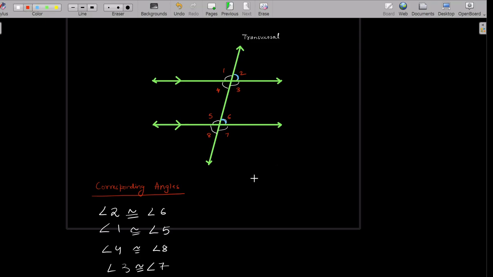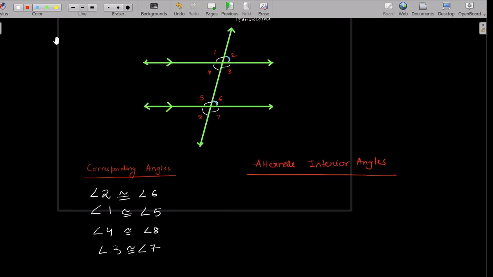Then there is a pair of alternate interior angles. Do you know what alternate interior angles are? They're on the outside. Outside? Oh, I mean inside. Yes, they will be inside. There is another one which is called alternate exterior angles. They are outside. Okay, so can you spot a pair or pairs of alternate interior angles?